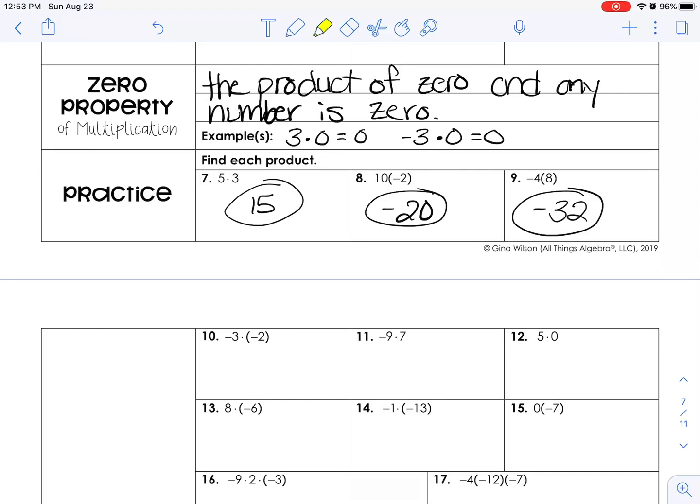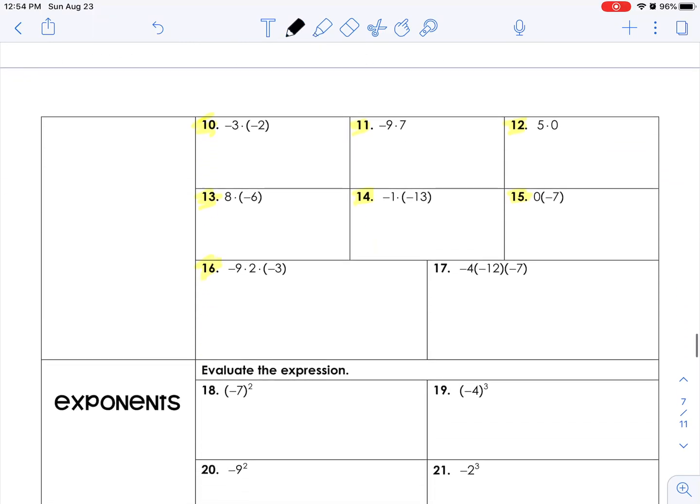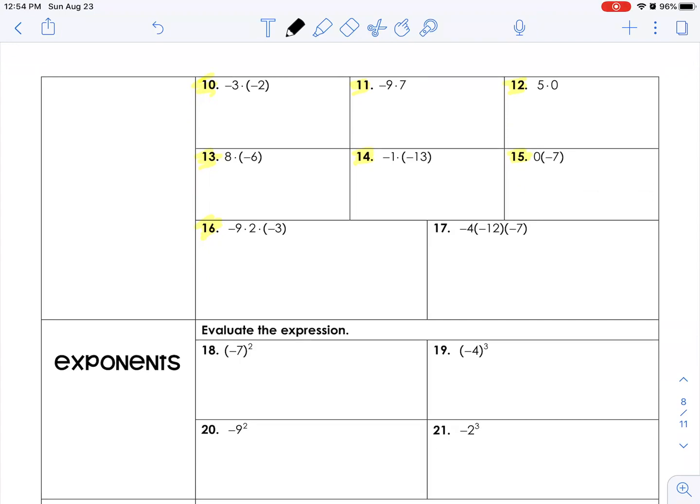Go ahead and highlight number 10, 11, 12, 13, 14, 15, and 16. And then I want to take a look at number 17 with you because we're still multiplying, but this one we're multiplying 3 numbers. So you want to multiply 2 numbers at a time.